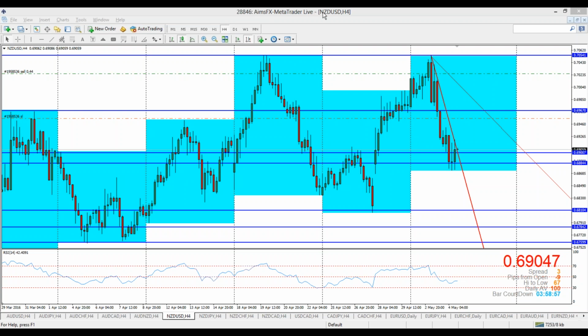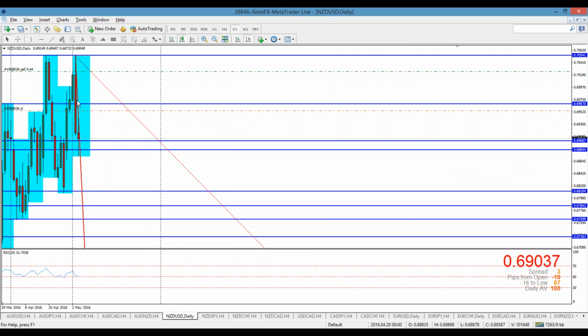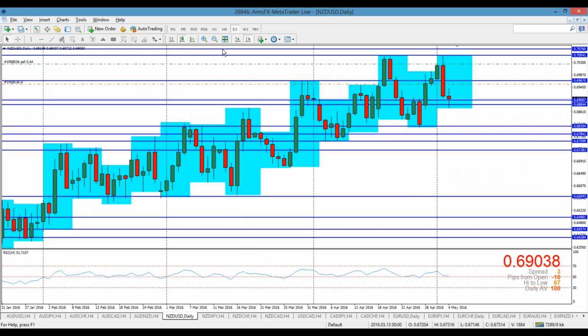Okay, so the first one I want to look at is the New Zealand dollar. Let's very quickly take a look at this trade that we put out just about 2 days ago.